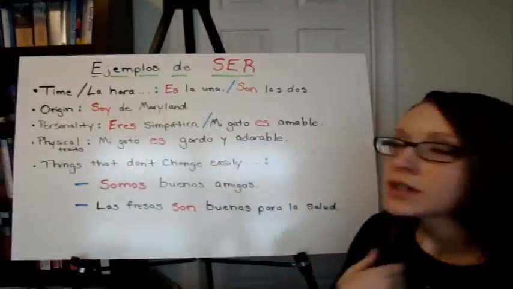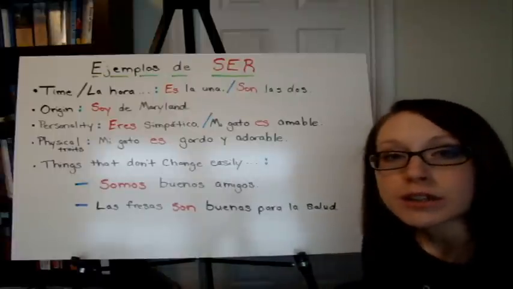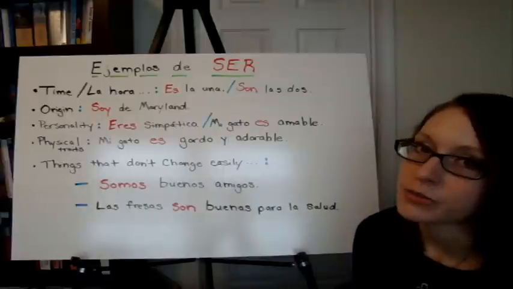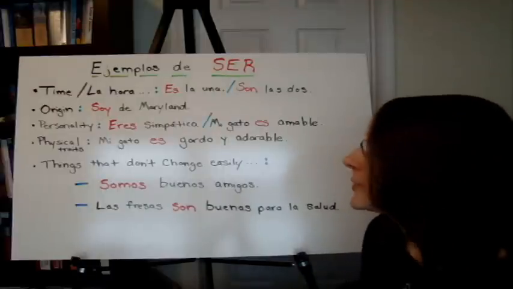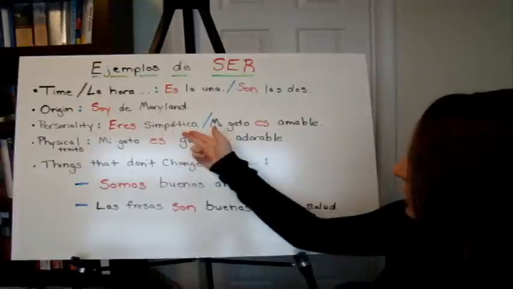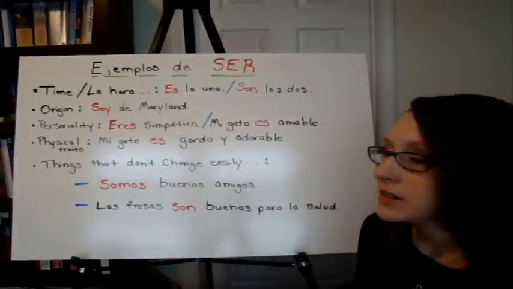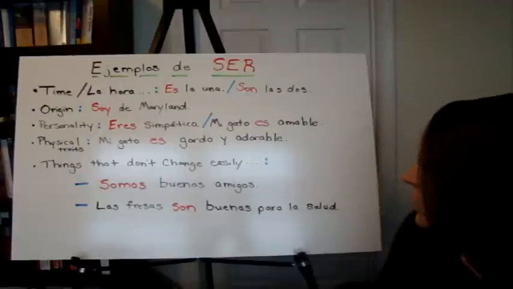An origin, soy de Maryland. I am from Maryland. Whether I like Maryland or I don't like Maryland, I can't change the fact that I'm from Maryland. I actually do like Maryland, by the way. Your personality, eres simpático. You are a nice person. That's not something that's easily going to be able to be changed.